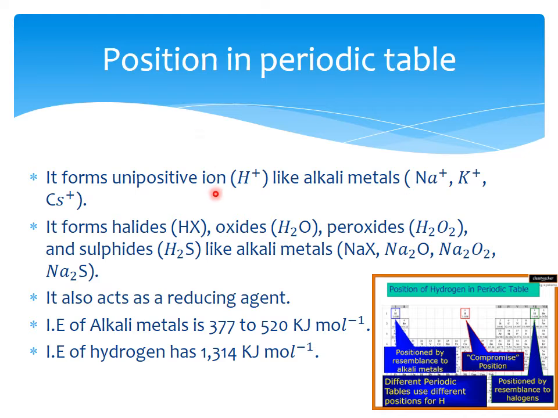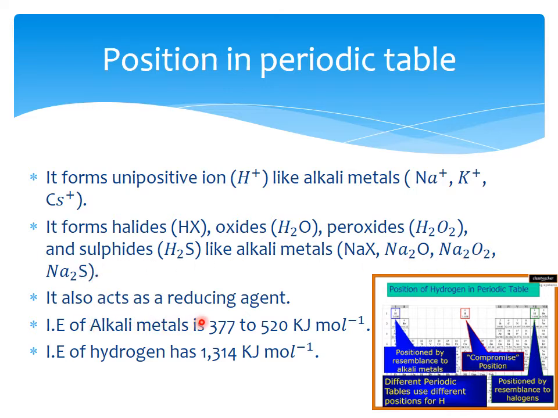First we are going to see how hydrogen behaves like alkali metals. You know that hydrogen forms a unipositive ion, that is H+, like alkali metals: sodium, potassium, rubidium, cesium, all of which form Na+, K+, and Cs+. Likewise, hydrogen combined with halogens forms hydrogen halides, and with oxygen forms oxides, peroxides, and sulfides. Alkali metals also form halides, sodium oxide, sodium peroxide, and sodium sulfide.